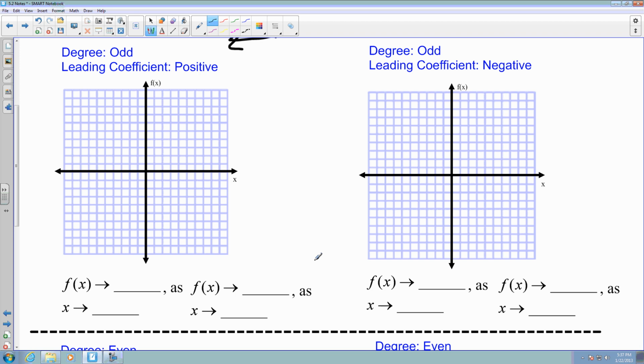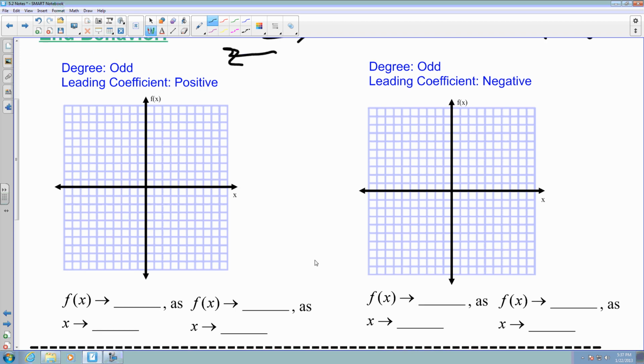So if I look at this first graph, I have to identify it. We're just going to generalize it. Let's say we have a function whose leading degree is odd, like x to the third power. 3 is an odd number, and the coefficient of this is positive, like say 3x to the third power. It may look something kind of like this.